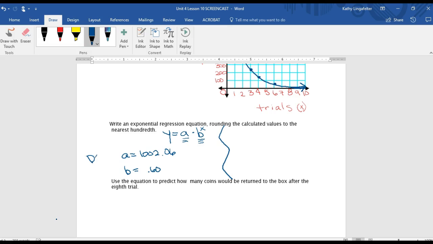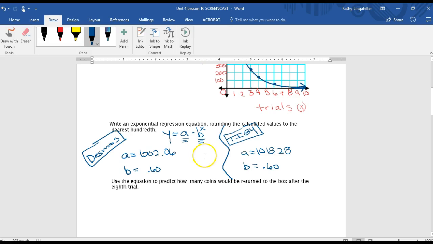So this is from Desmos. For some reason you get a little bit different A and B value. So from the TI-84, I got A is 1018.28, and I got B is 0.60. So there's no difference in the B value. There's just a difference in the A value for some reason.